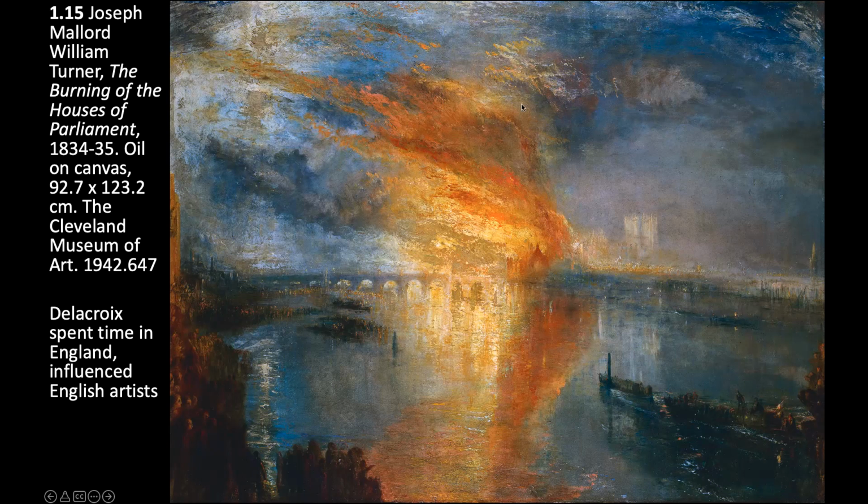Parliament is a huge building, it's burning, and you can see the reflection of it in the water. So artists realized that by having fewer details and using intense colors or lots of thick paint, you can get really strong emotions. Remember, Romanticism is about expressing emotions.